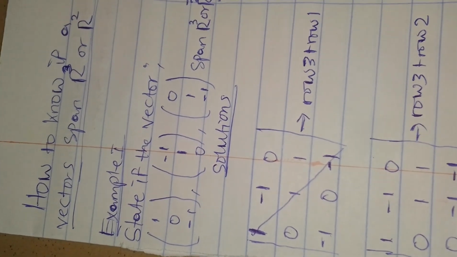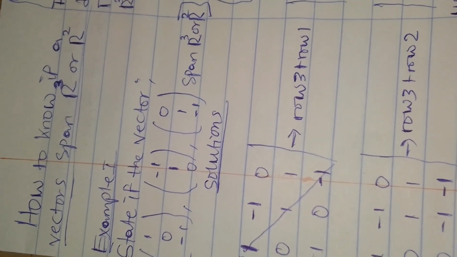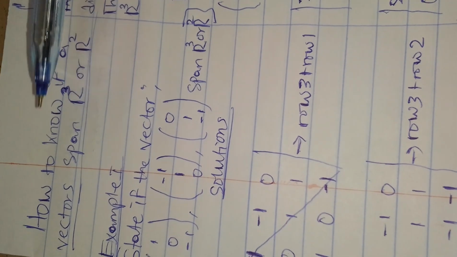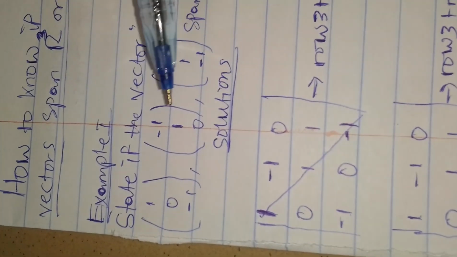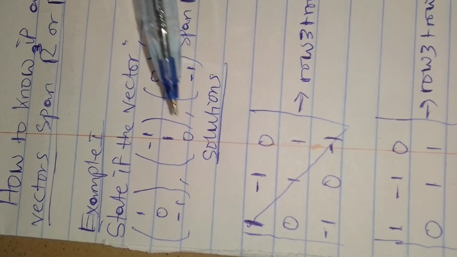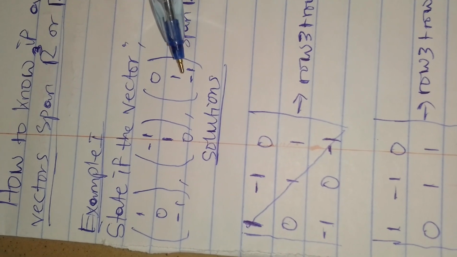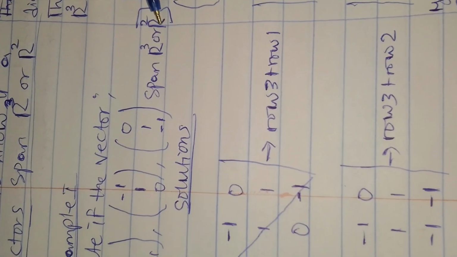I'll be teaching you guys today how to know if a vector spans R cube or R square. Now, for this example: state if the vectors 1 0 minus 1, minus 1 1 0, and 0 1 minus 1 span R cube or R square.